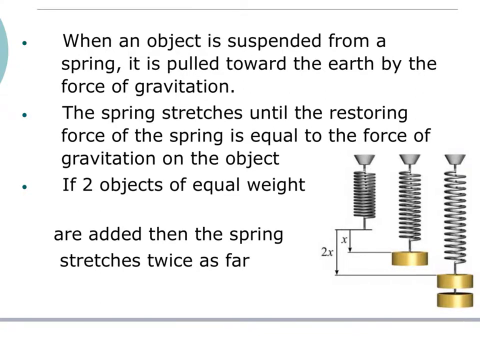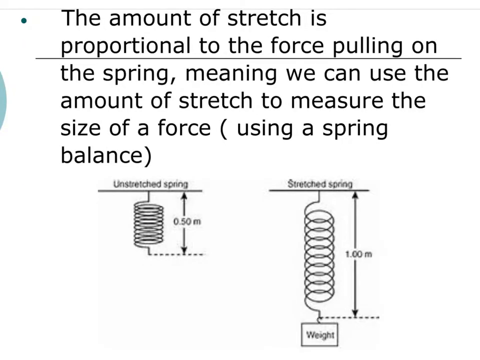And so here, looking at the springs, we can see a regular spring right here, and that when an object is suspended from the spring, it's going to pull down towards the earth due to the force of gravity. And the spring will stretch until it restores the force of the spring equal to the force of gravity. And so if we added two objects of equal weights, then we're going to see that the spring stretches twice as far. So what we see is the amount of stretch is proportional to the force pulling on the spring. And this means we can use this amount of stretch to measure the size of force using a spring balance.